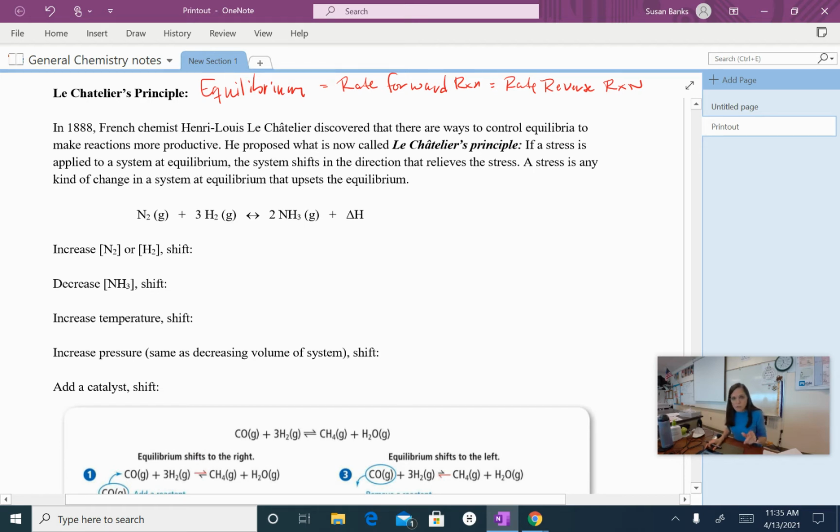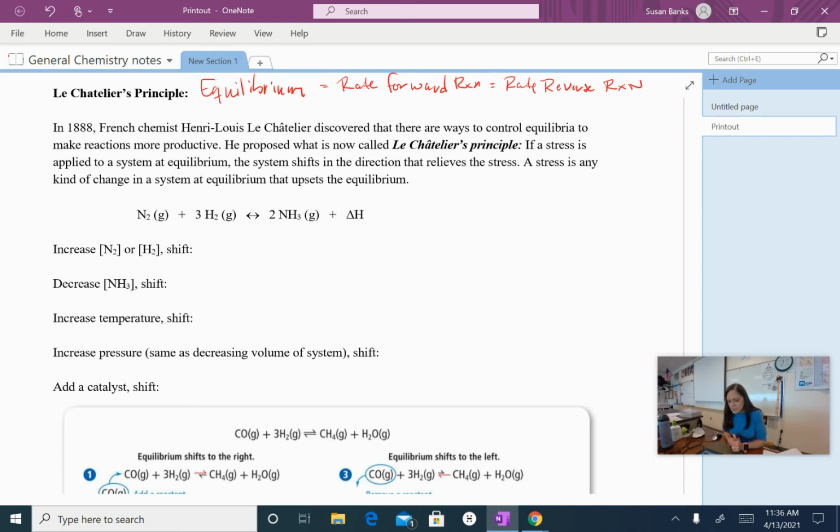Okay, so this theory is about 130 years old. So in 1888, we have a French chemist named Henri Louis Le Chatelier. He discovered that there were ways to control and make reactions more productive. Isn't that what we always want? We want things to be more productive. Saves money in the long run, right? Making things more productive. He proposed what is now called Le Chatelier's principle.